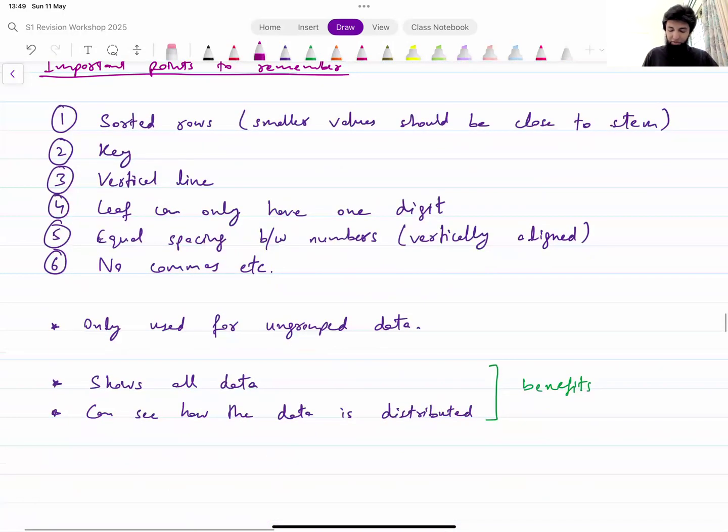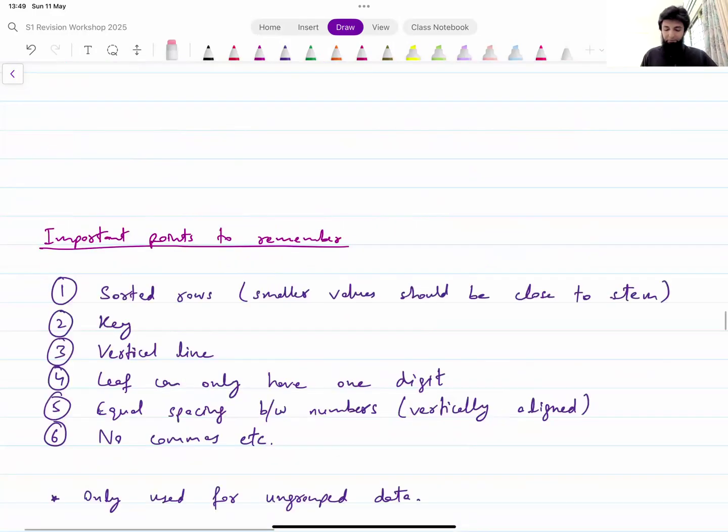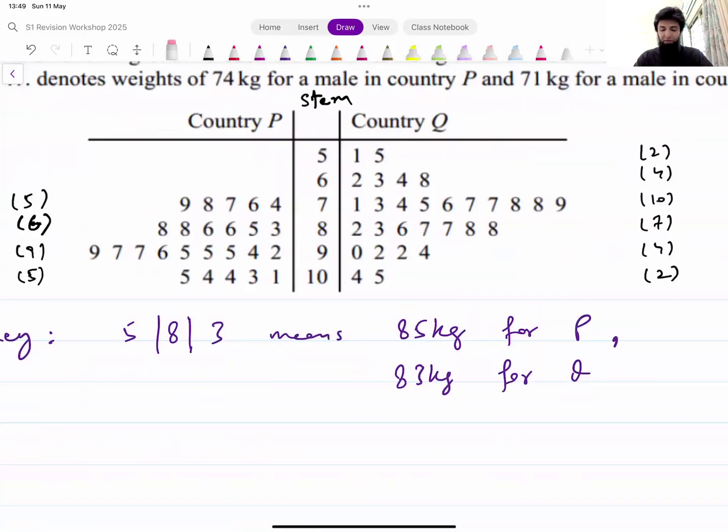Number 2, you can see how the data is distributed. For example, just by looking at this diagram, if you've drawn this correctly with equal spacing, you can see that most of the data for P, for instance, is concentrated here in the 90s. And for Q, most of the data is concentrated here. And then it becomes lower on the sides. And for P as well, it's lower on the other sides.